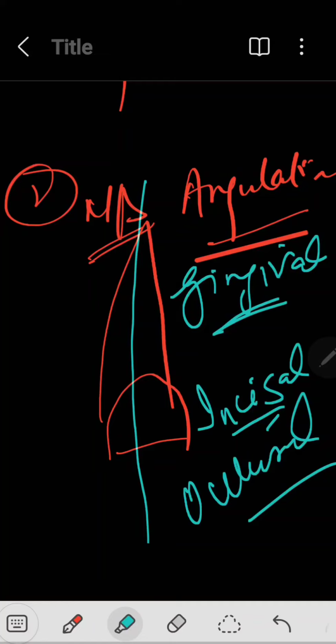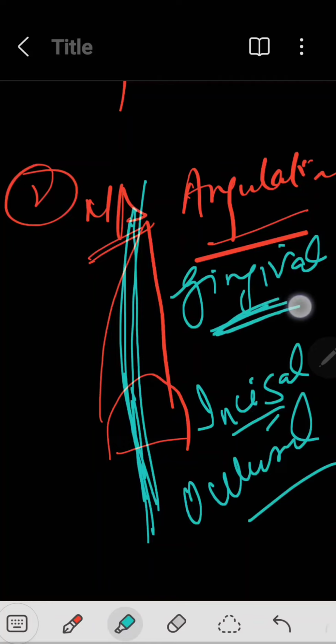If a line passes along the long axis of the crown, through the most prominent part in the center of the labial or buccal surface, then the gingival part of the long axis of the crown must be distal to the occlusal part of the crown. Like, this is the occlusal part, this is the gingival part. The gingival part should be on the distal side. So this is about the second key.